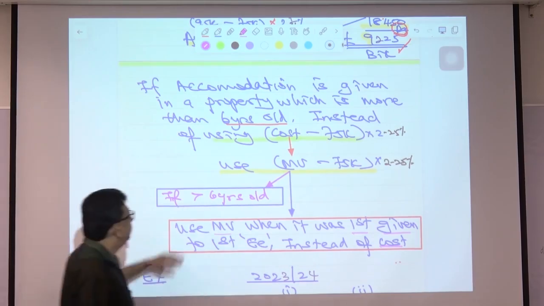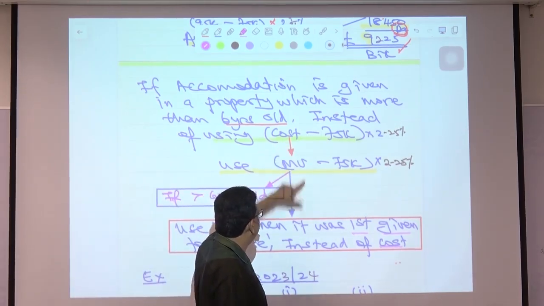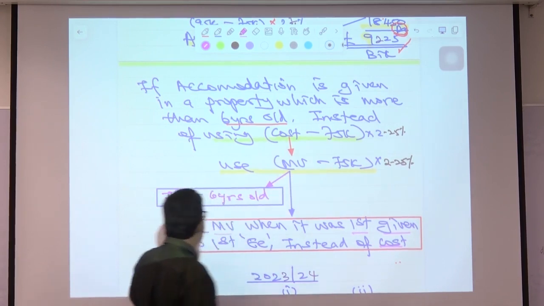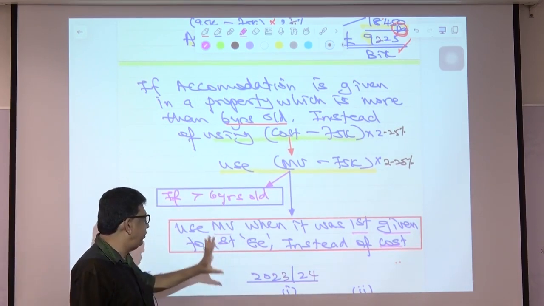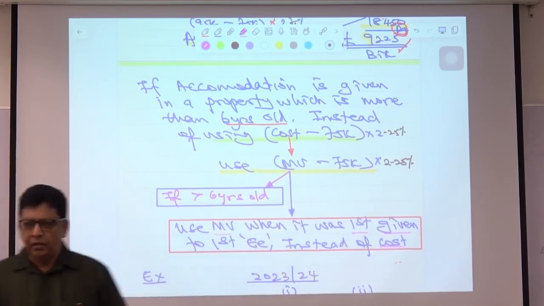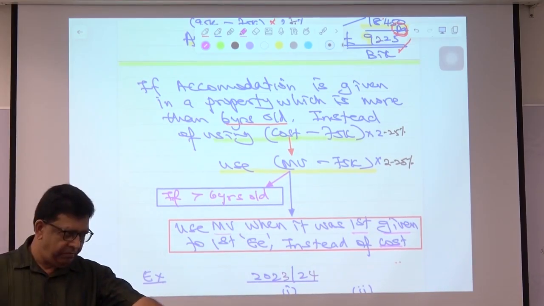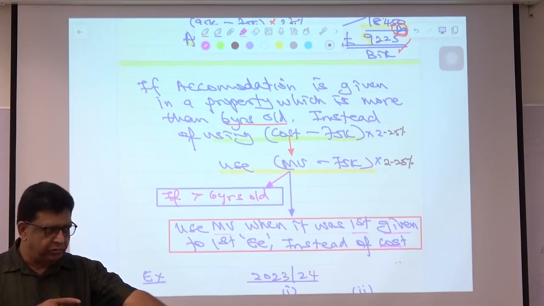Look at the rules carefully. Ask yourself, is the property more than 6 years old? Yes? Don't use this, use this. Use market value. Which market value? When it was first given to the first employee, instead of cost. So let's say today I'm giving the property to him. Today the property's age is more than 6 years old.